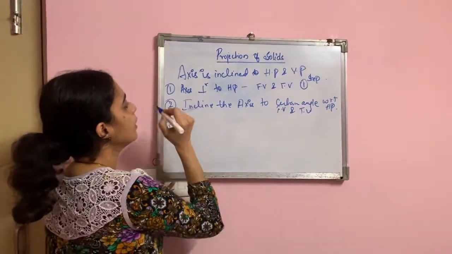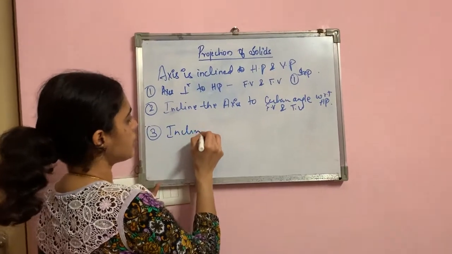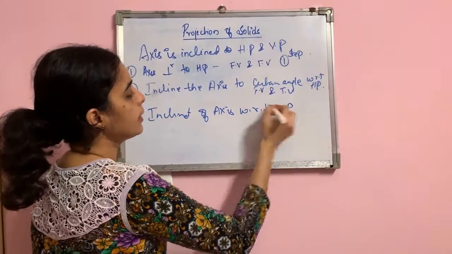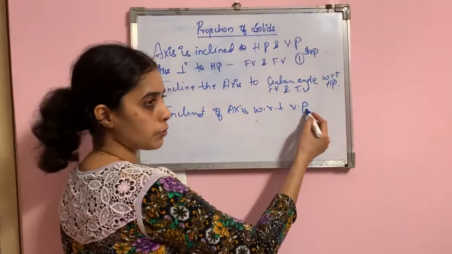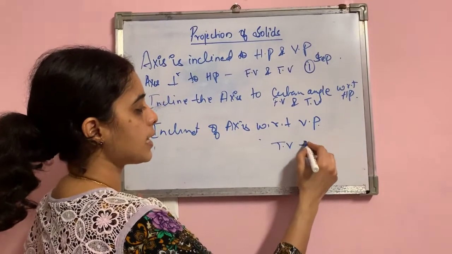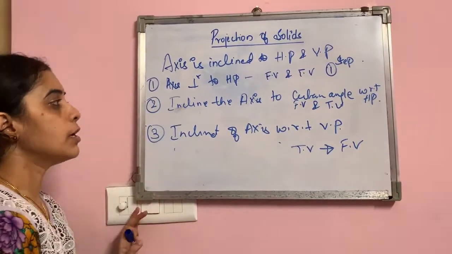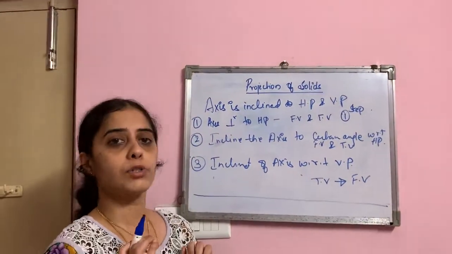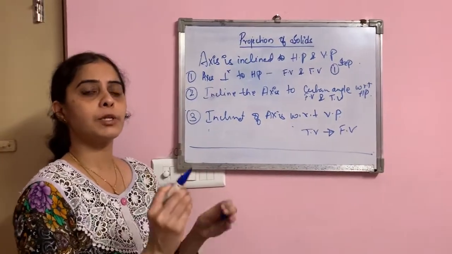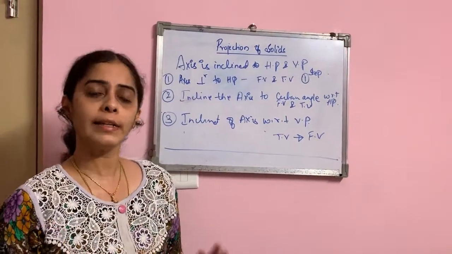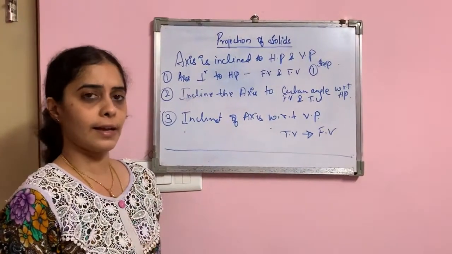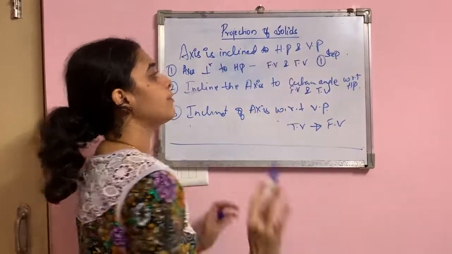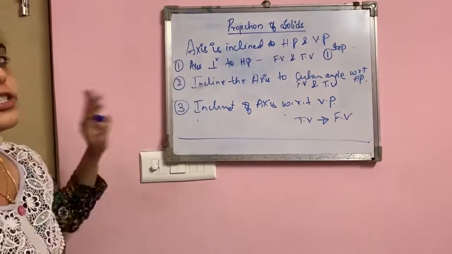And thirdly, you will take the inclination of the axis with respect to VP. When you take the inclination of the angle with respect to VP, you will trace out the top view first and then you go for the front view. So this is the common step we follow in all types of solid problems. It could be pyramids, prisms, cylinders or cones. In every case, we solve the problems where the axis is inclined to both HP and VP, and this is the strategy followed.